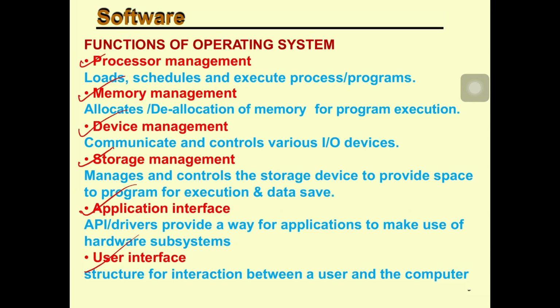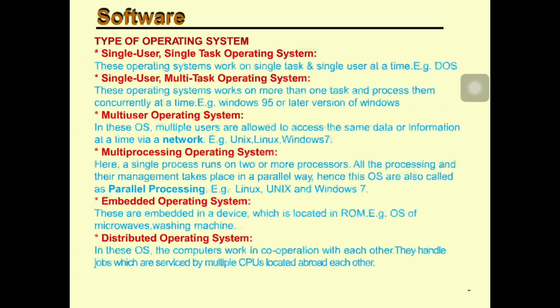Now, user interface. I have already told you that the operating system acts as the interface between the user and the hardware. Now, types of operating system. There are several types of operating system. First one is the single user single task operating system.